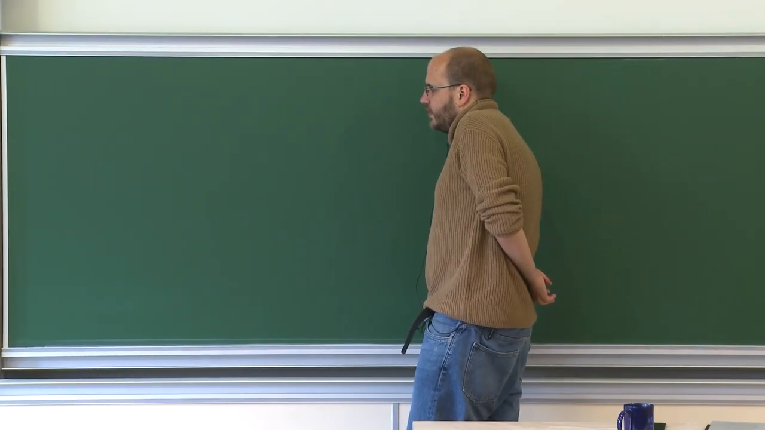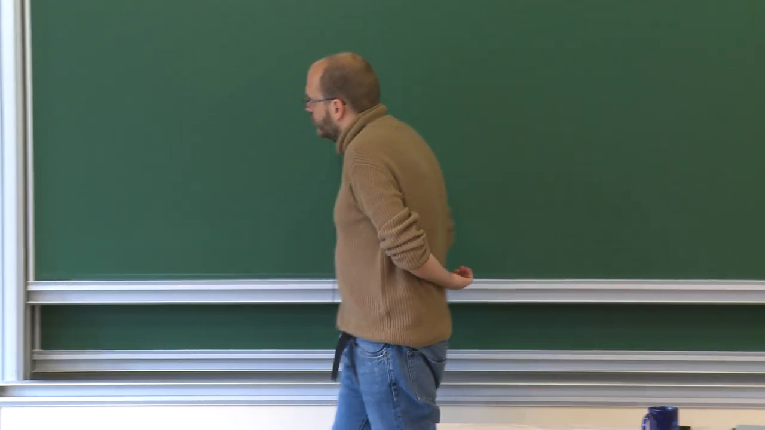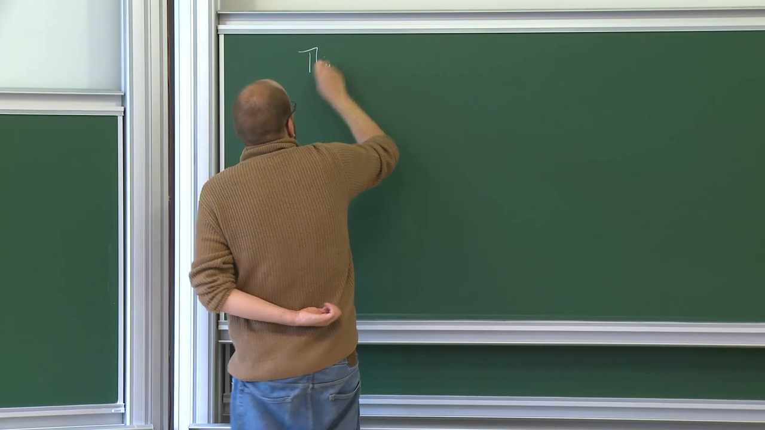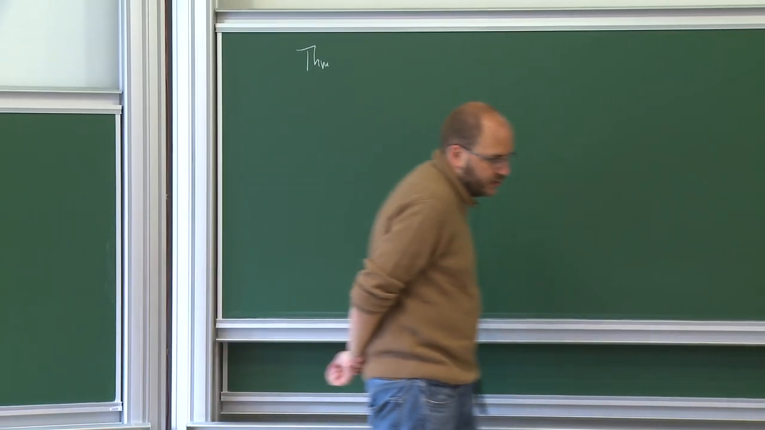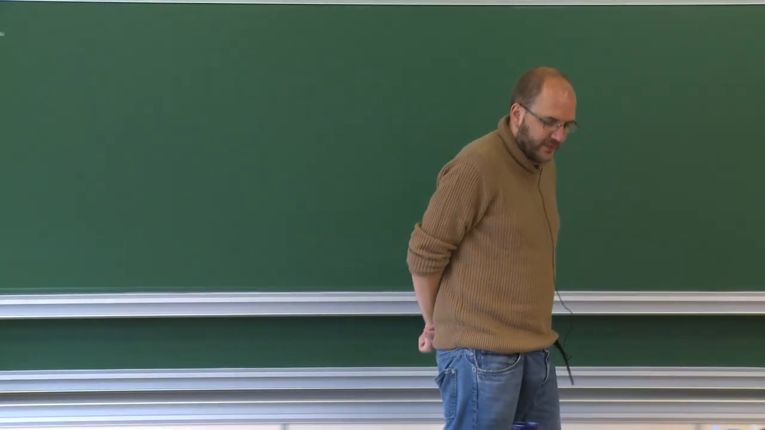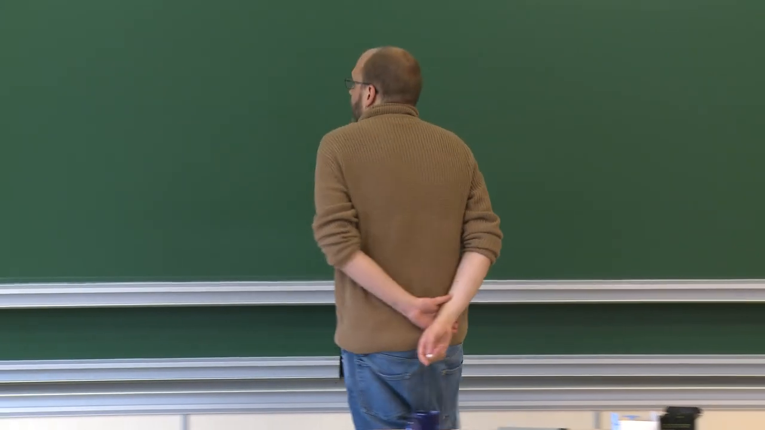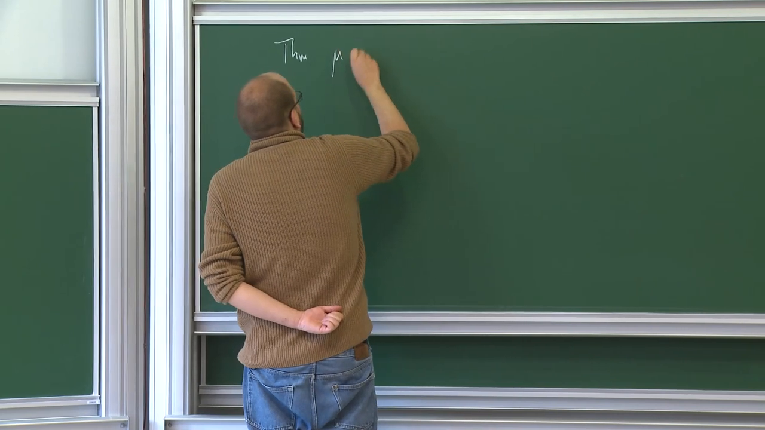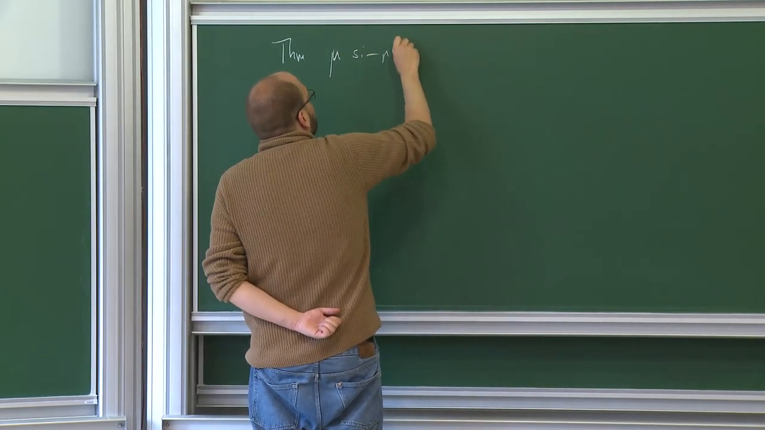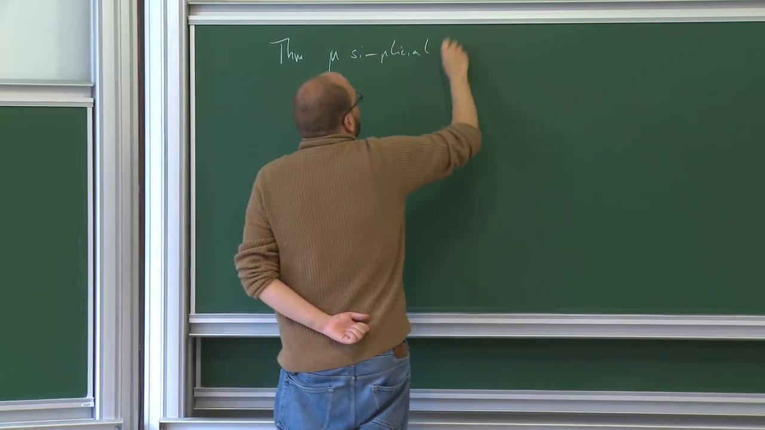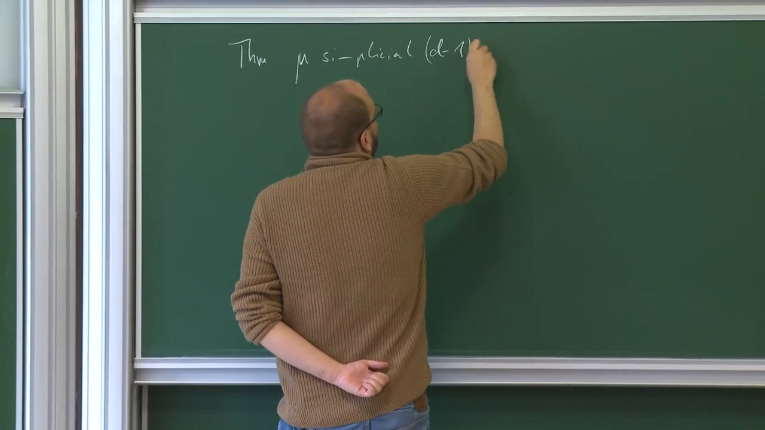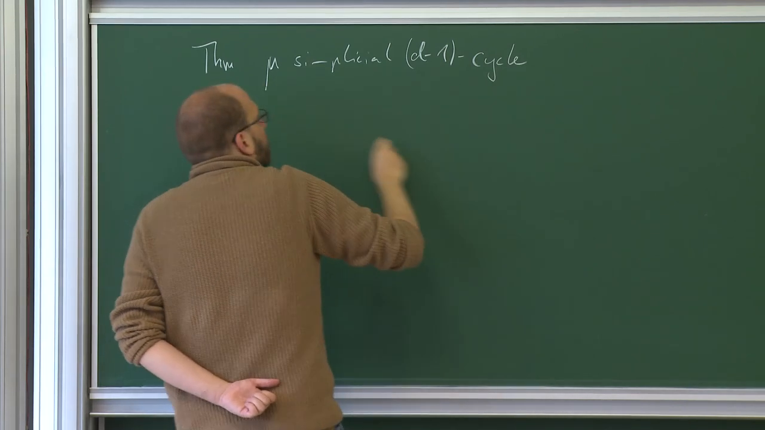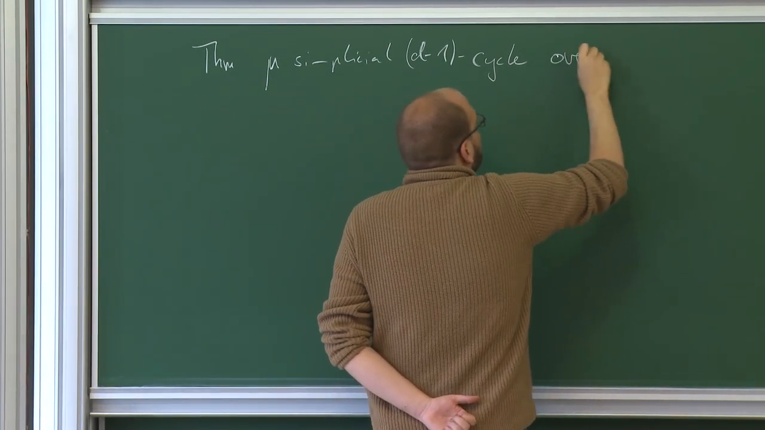Okay, so just as a reminder, we want to prove today, or at least give the main steps of the proof of the following theorem. We have mu, a simplicial (d-1)-cycle over k.